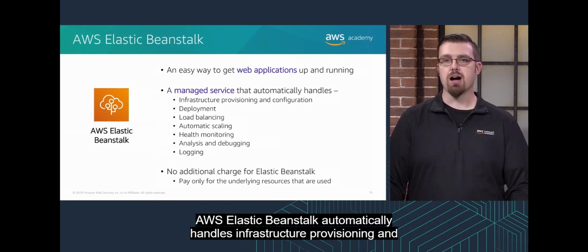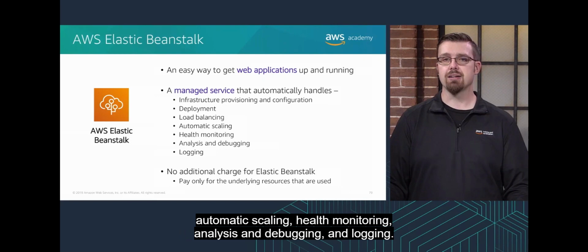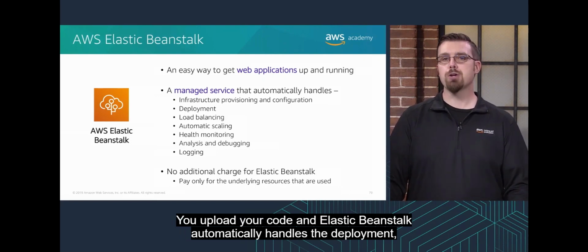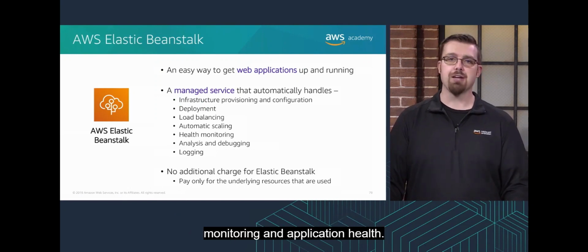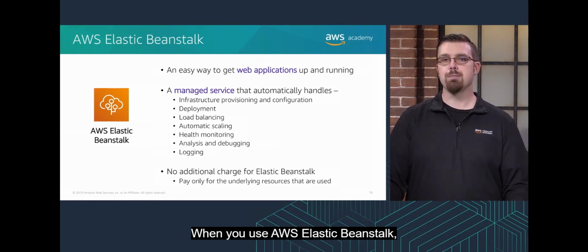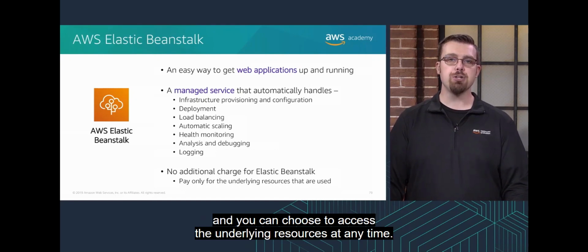AWS Elastic Beanstalk automatically handles infrastructure provisioning and configuration, deployment, load balancing, automatic scaling, health monitoring, analysis and debugging, and logging. You upload your code and Elastic Beanstalk automatically handles the deployment, from capacity provisioning to load balancing to automatic scaling and monitoring and application health. When you use AWS Elastic Beanstalk, you retain full control over the AWS resources that power your application, and you can choose to access the underlying resources at any time.